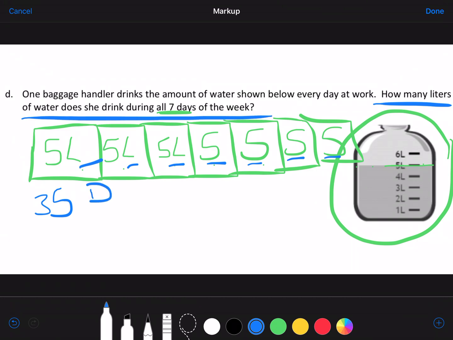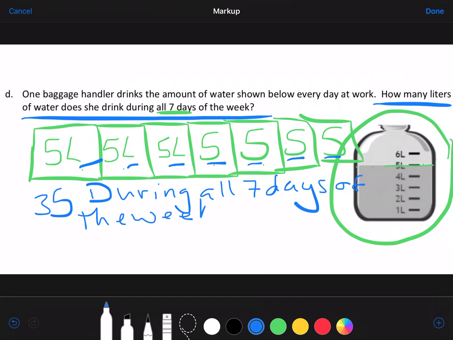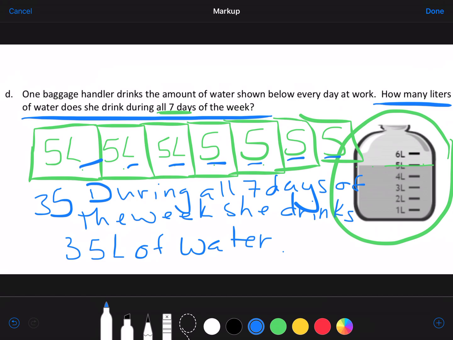And then I like to reread the problem to make sure I answer my word problem with a really good solid word answer. It says, how many liters of water does she drink during all 7 days of the week? So we can start. During all 7 days of the week, she drinks 35 liters of water. Remember that the L in liters needs to be capitalized.